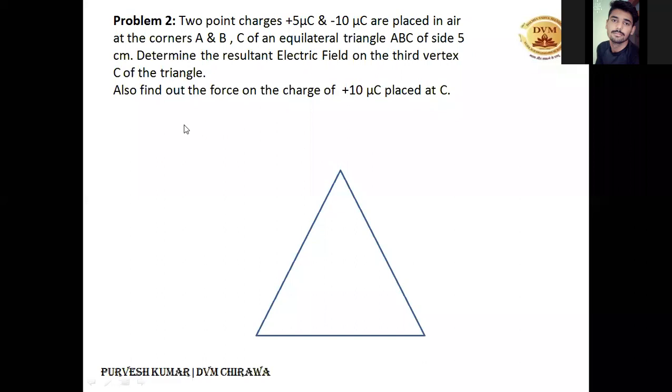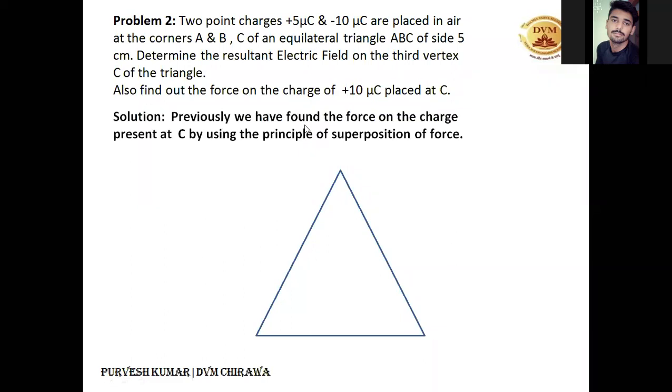So let's do it. Also, when we'll be finding the electric field, we need to find the force on a charge of plus 10 microcoulomb that is placed at C. So first find the electric field at C, and then we place a charge of plus 10 microcoulomb at C, and then find the force on that charge. In the previous one, we found the electric force. In this, we need to find the electric field. So mark up the points.